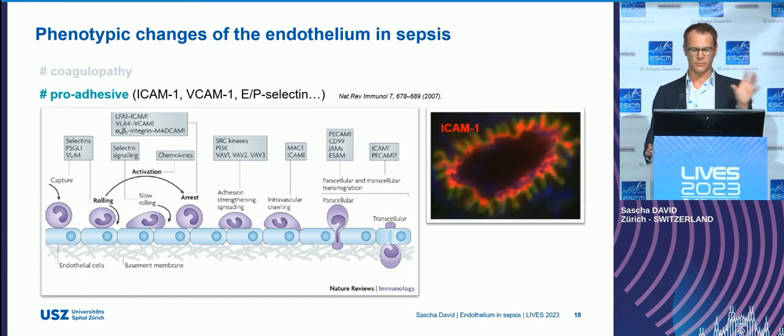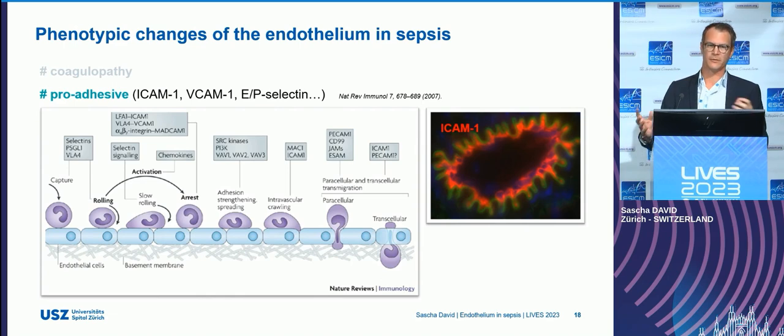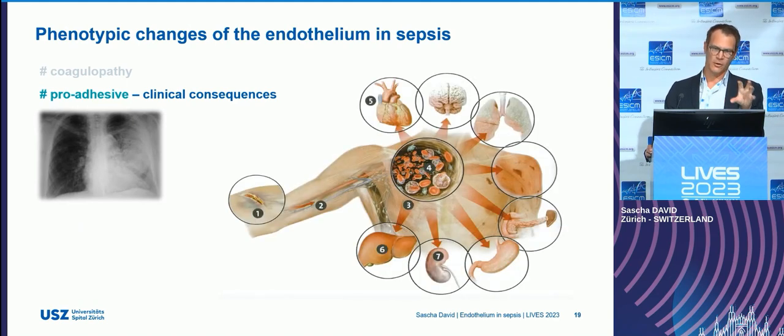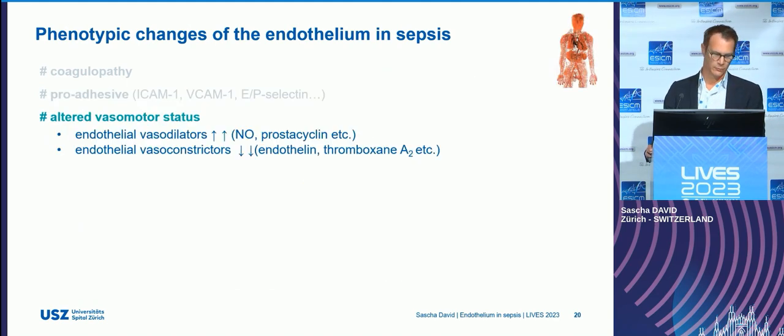If this happens everywhere in our body, with massive expression of these molecules, we recruit these inflammatory cells to sites where we don't have an infection, and this can harm the organ. So if it's local, it's good. If it's systemic, in this case, it would be really bad.